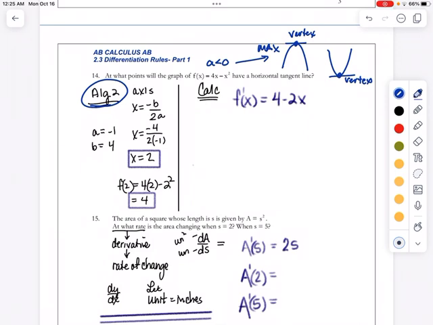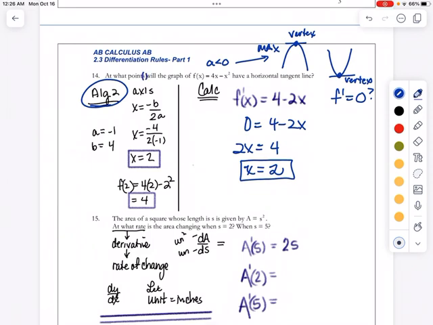It's a little longer. When you take the derivative and you find that the slope is 4 minus 2x as a function, and you want to know where it has a horizontal tangent, well, the horizontal tangent occurs when f prime is equal to 0. So once you get the derivative, set it equal to 0, then you're just going to solve for x. So you get x is equal to 2.